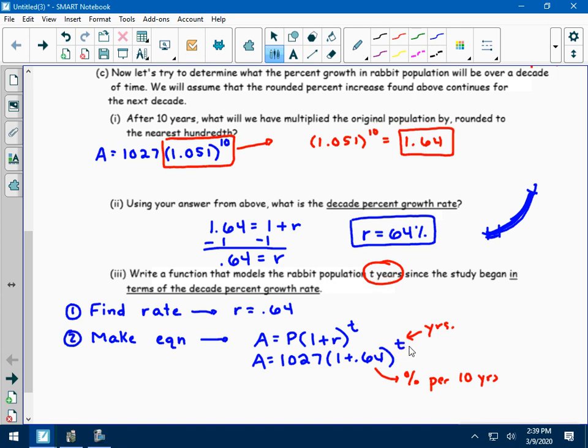In 10 years, I want it to go up 64%. So if T was 10, I would want this to be applied 1 time. So it turns out we need to put a 1/10 up here. Because if T was 1, then the percentage would get applied 1/10 of that. If T was 10, 10 over 10 is 1, we'd have one of these percentages going in, which would make sense. We should have one of these percentages over 10 years. So that's my answer.